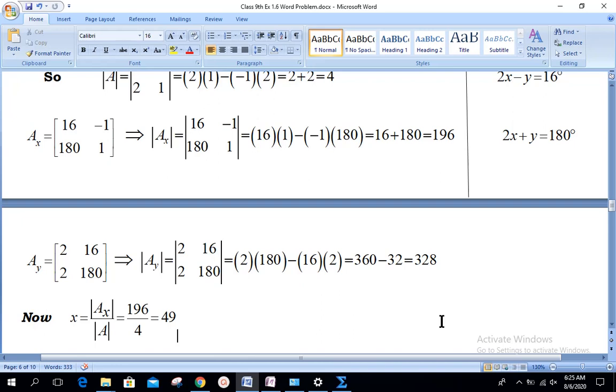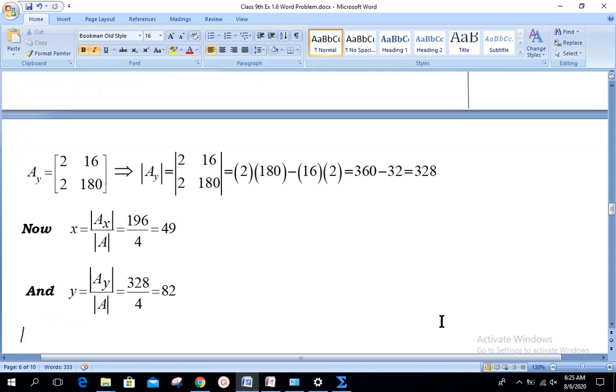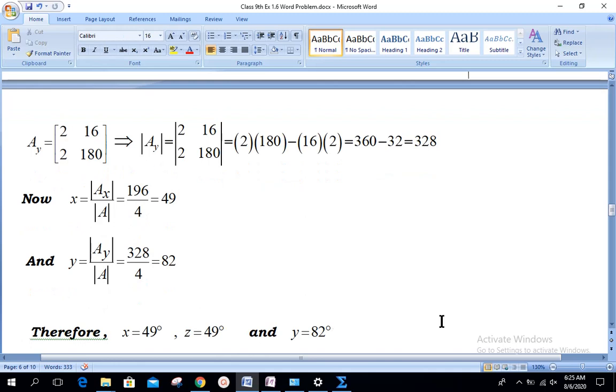I know the rule, x is equal to the AX determinant over the A determinant, which gives 196 over 4, which is equal to 49, and y is equal to the AY determinant over the A determinant, that is equal to 328 over 4. That gives me the answer as 82. So I calculated the angles. X is equal to 49 degrees, x and z were the same, z is also 49 degrees, and y is equal to 82 degrees as my answers.